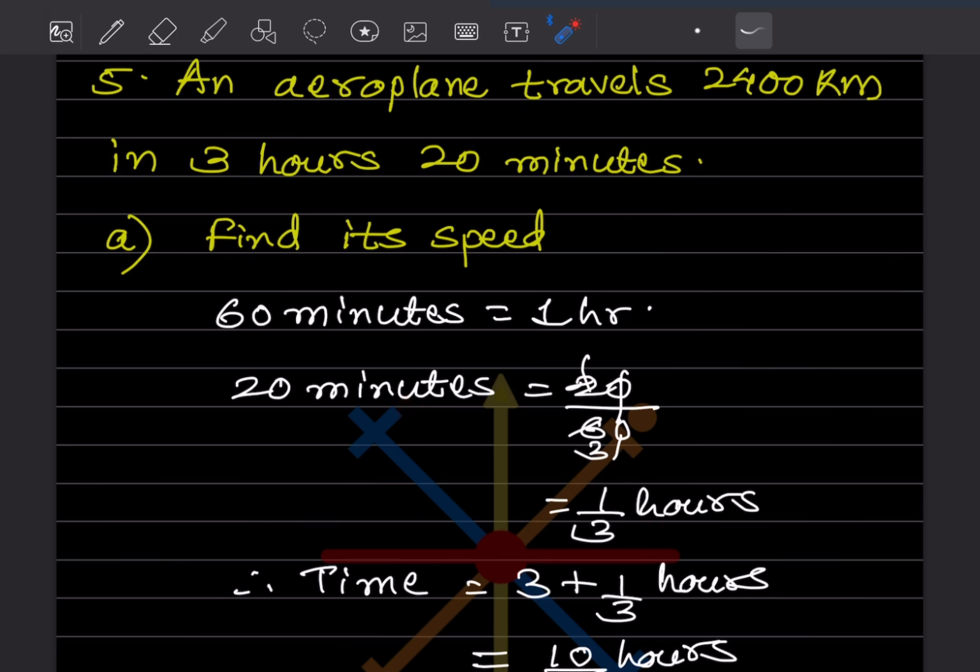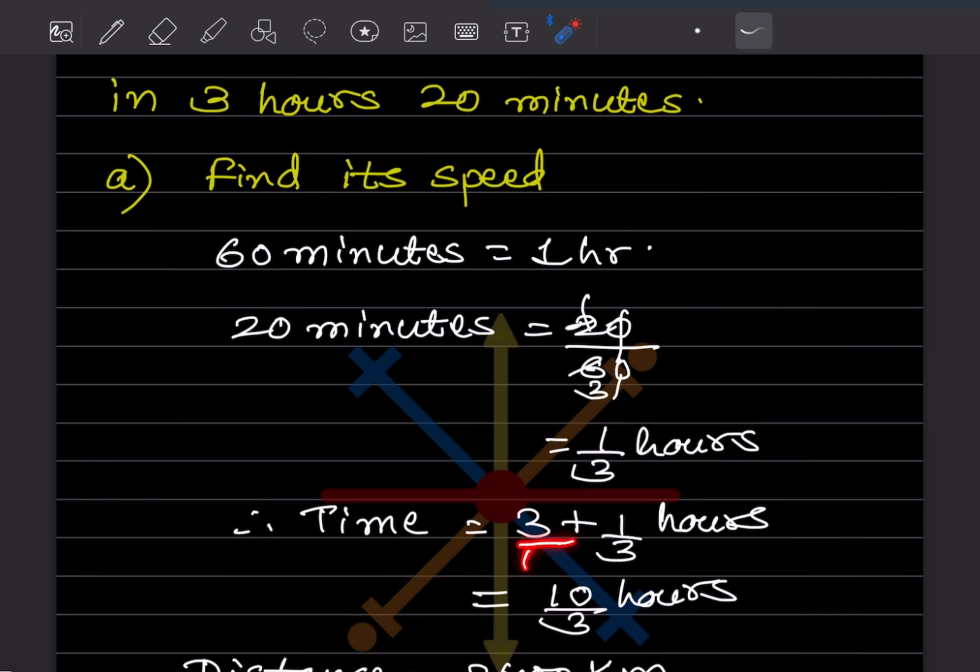So what will you write here? These 3 hours and this 1 by 3. So that is going to be what? 3 is the LCM, so this will be 3 times 3 is 9, plus 1. That will be 10 by 3 hours. So this we have converted to hours.